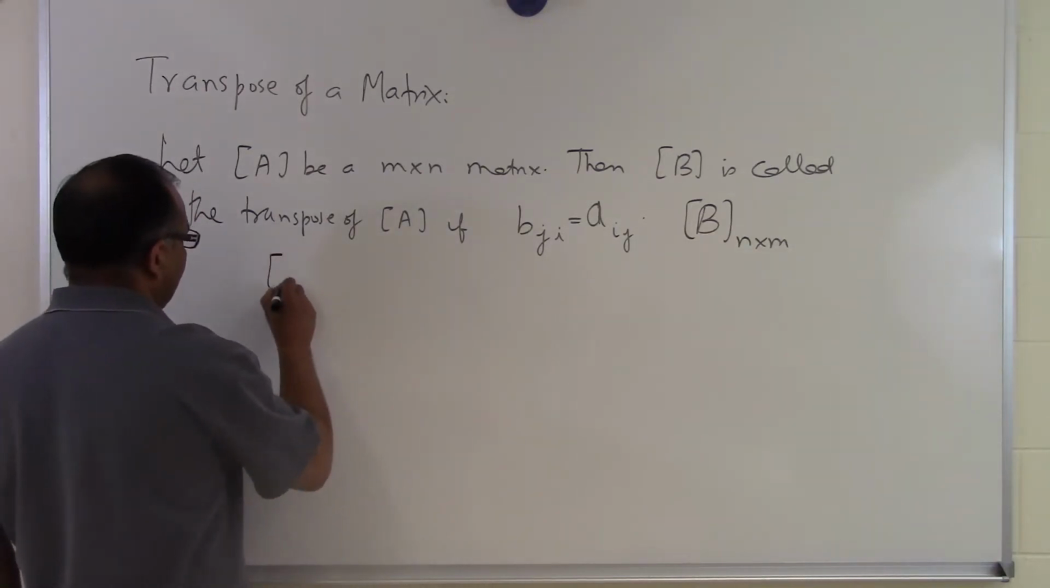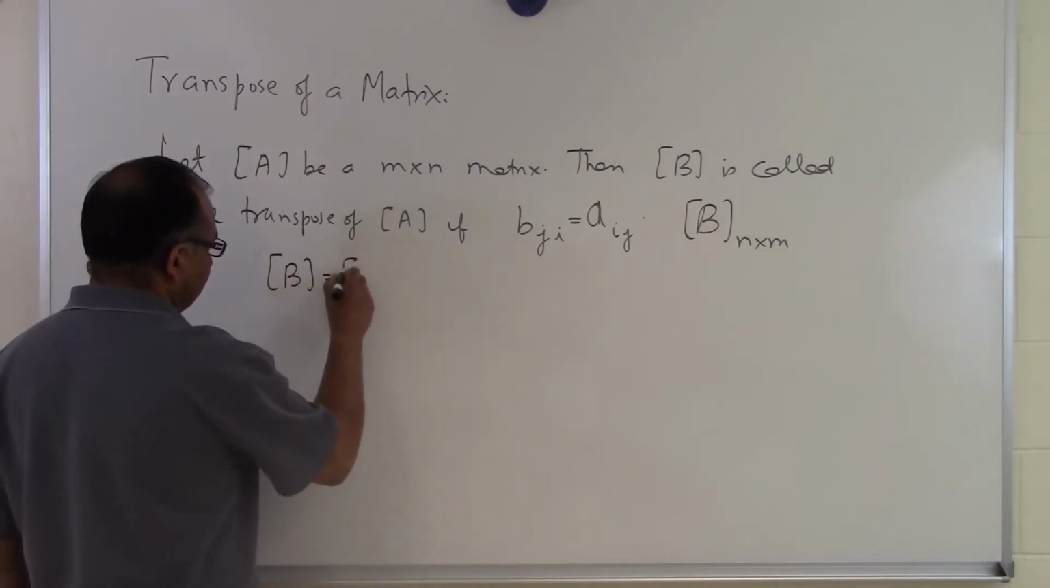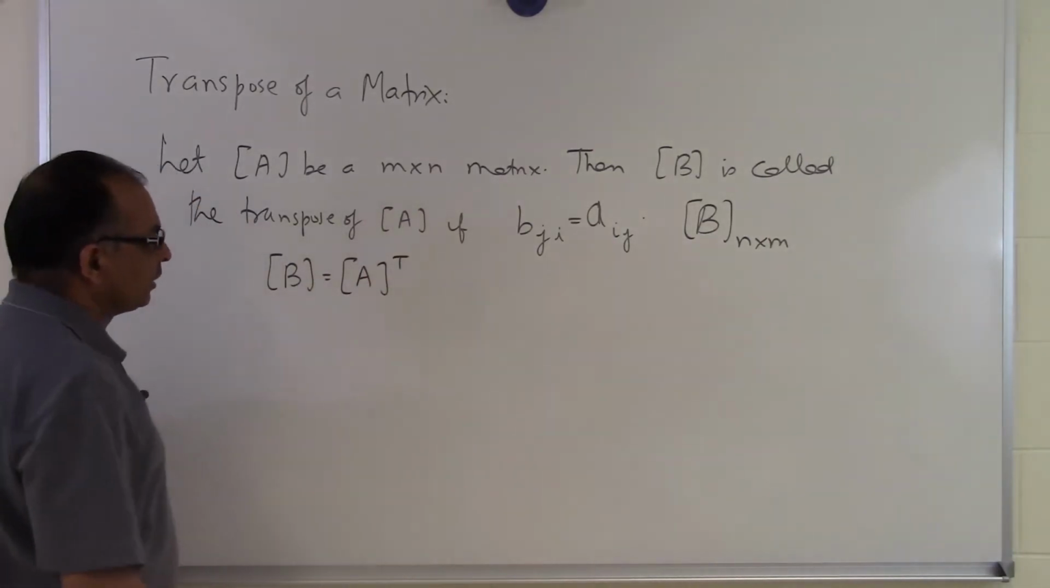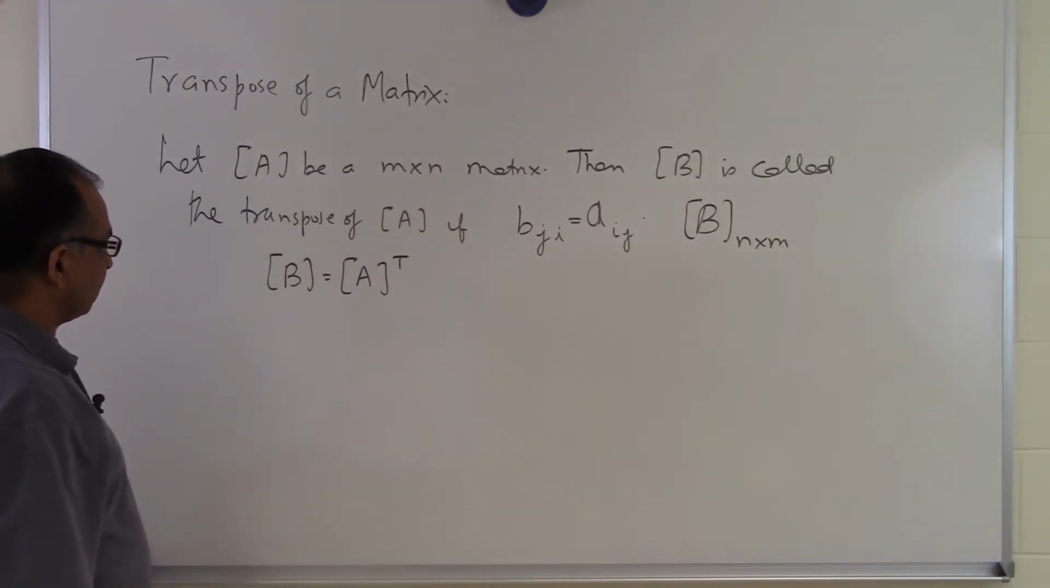Also, if B is the transpose of A, you can write B is equal to A transpose. That's another way of symbolizing this.